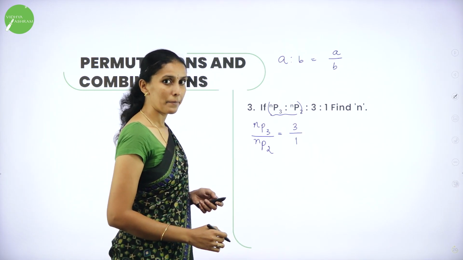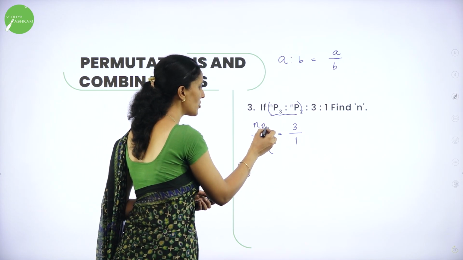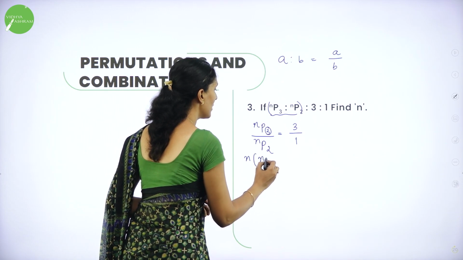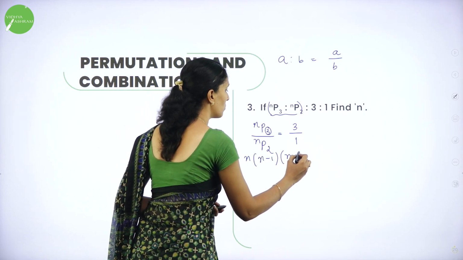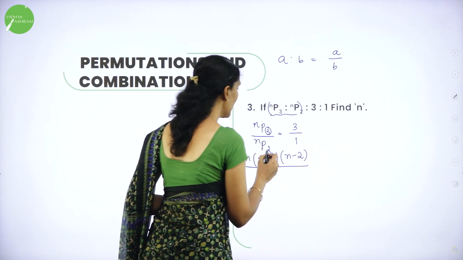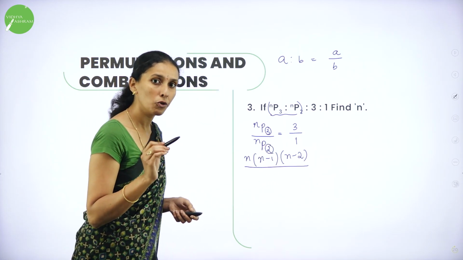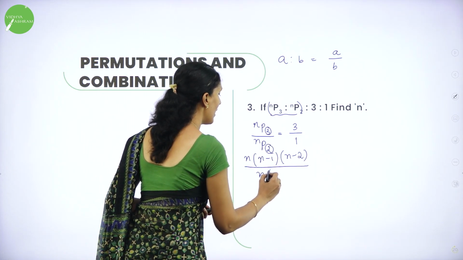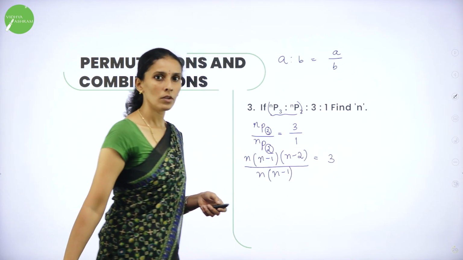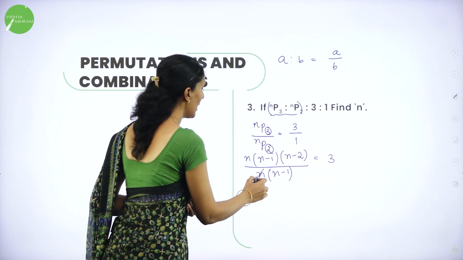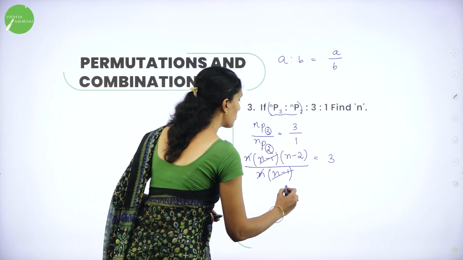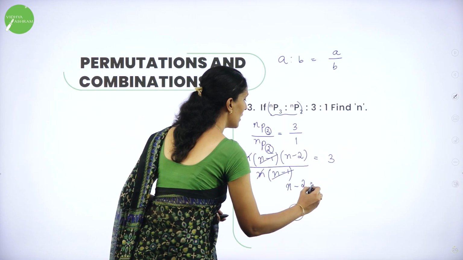How can NP3 be written? Just write the first 3 factors of N: N, N minus 1, N minus 2. I have written the first 3 factors in the factorial of N. Similarly, here we have 2, so choose only 2 factors, that is N and N minus 1. So this is equal to 3. Cancel the terms N and N minus 1. So I am left with N minus 2 is equal to 3.